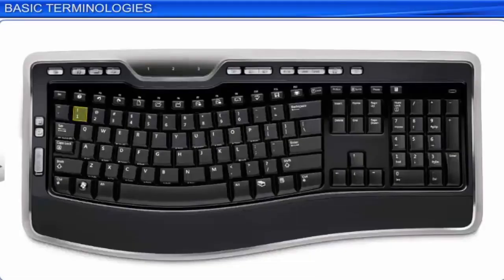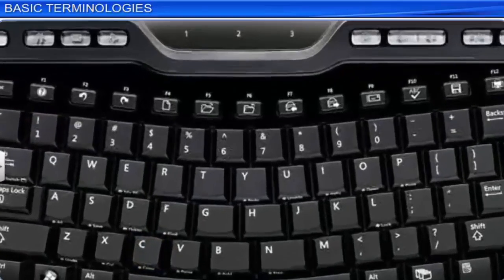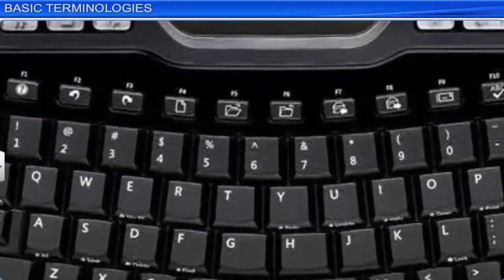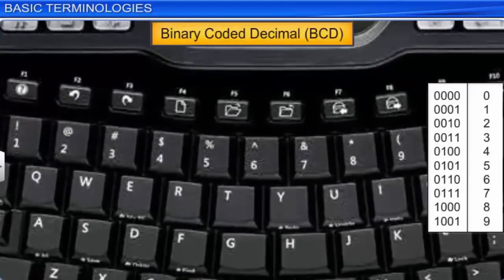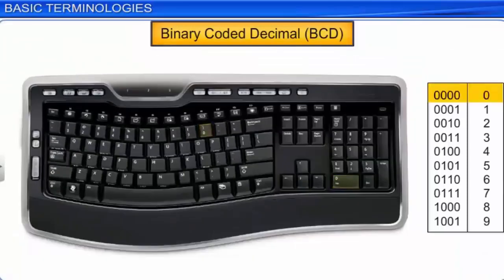Each number, letter, or special character on a computer keyboard is represented by a unique code in the digital signal sent by the keyboard to the computer. Numbers in digital signals are often represented using the binary coded decimal system, commonly referred to as BCD. This system represents individual digits by unique combinations of 4 binary bits of zeros and ones.